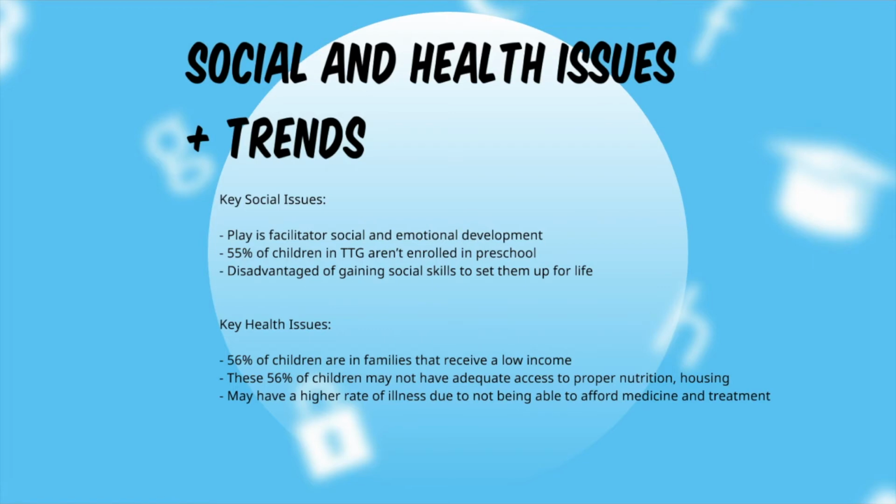Therefore, a key social issue that may impact children in Tea Tree Gully is that only just over half of the children, 55%, are enrolled in preschool. This means that the other 45% of children are disadvantaged socially and may not gain those critical social skills early on in life.